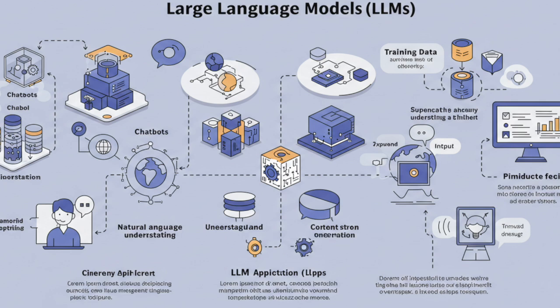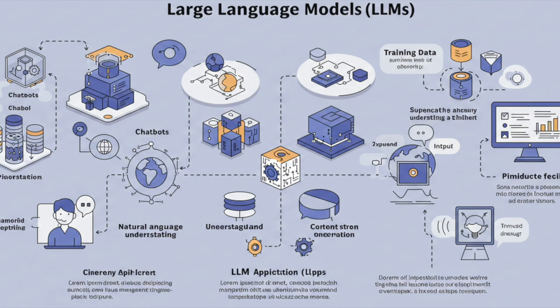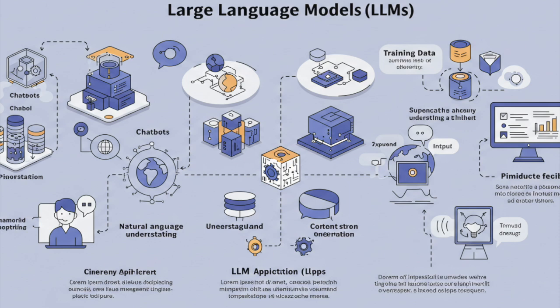RLHF. Okay, so humans get involved now. Yes, this is where direct human guidance comes in. Human labelers interact with the model. They might get two different answers to a prompt and choose which one is better, or they might rate responses based on criteria like helpfulness, honesty, or whether it's harmful or biased. And this feedback is used to tweak the model further. Exactly. This feedback is used to further adjust those parameters, rewarding the kinds of responses humans prefer and penalizing the ones they don't. It's a critical step for alignment, trying to make the model's behavior match what we actually want it to do, beyond just predicting the next word. Got it. So pre-training learns language, RLHF makes it helpful and safe.